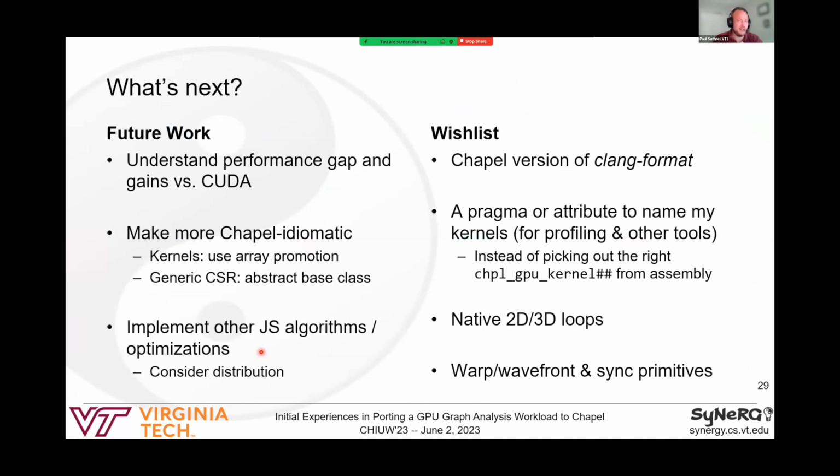And as a relatively new Chapel developer, I've got a short wish list there. I do miss clang-format. And when I use Nsight Compute, I would like to be able to name my kernels, but those are minor gripes. I'm really, really happy with Chapel so far.